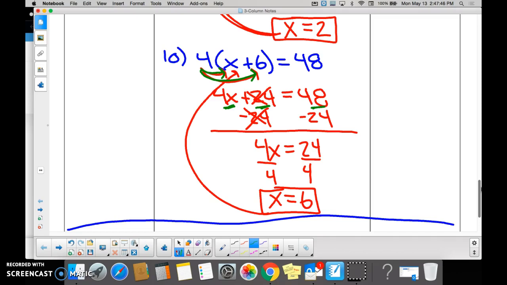So once we undid the addition, we still had 4x equals 24, right? Yes. How do you undo that?